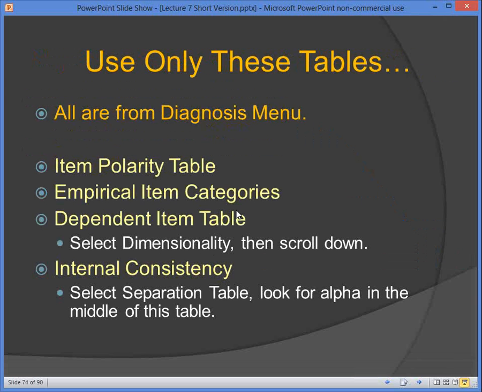What I want you to do is get started on this today in class, and you've got AJ there to help you. He knows this backwards and forwards, and you will look at the data in the item polarity table, the empirical item categories, you'll look at the dependent item stuff, and you'll look at the internal consistency. That's the alpha. And remember, the internal consistency can be found on the separation table, in the middle of the separation table. So you'll just try to do some item selection today.